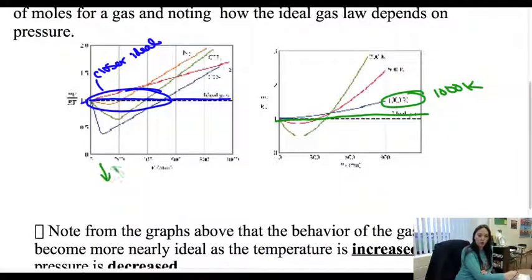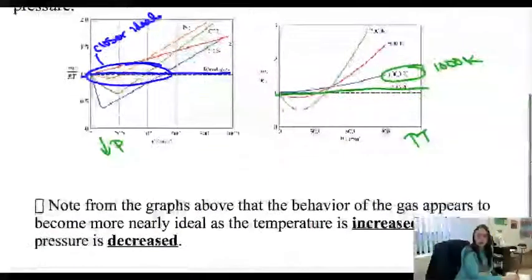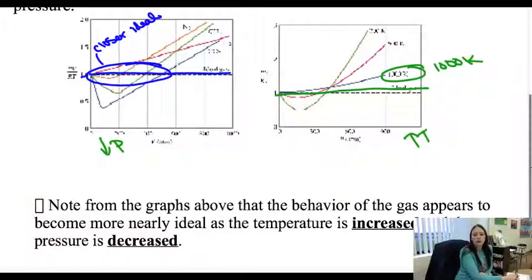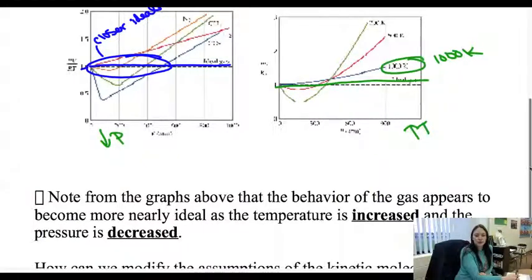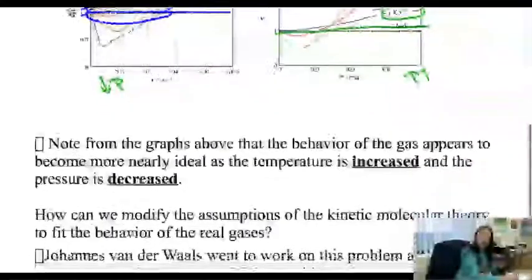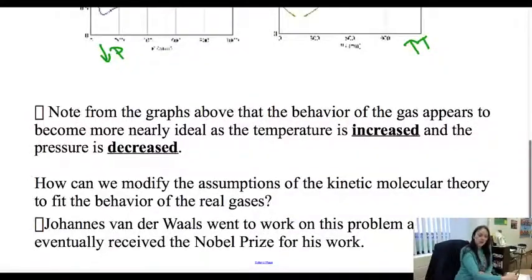So here we're looking at lower pressures and higher temperatures is when we're closer to an ideal gas, and that is what you have to fill in there. It says, note from the graphs above, the behavior of the gas appears to become more nearly ideal as the temperature is increased and the pressure is decreased. So how can we modify the assumptions of the kinetic molecular theory to fit the behavior of a real gas? A guy named Johann van der Waals went to work on this problem, and he eventually received the Nobel Prize. This is what we're going to look at, these assumptions for the kinetic molecular theory and how that changes with a real gas.